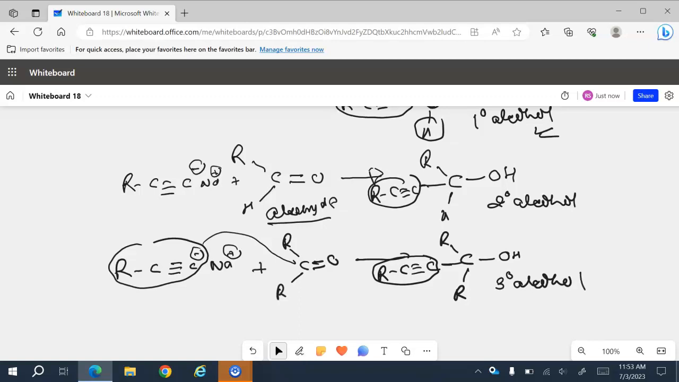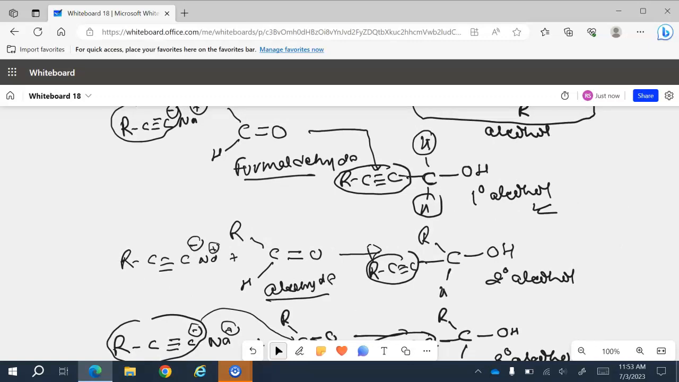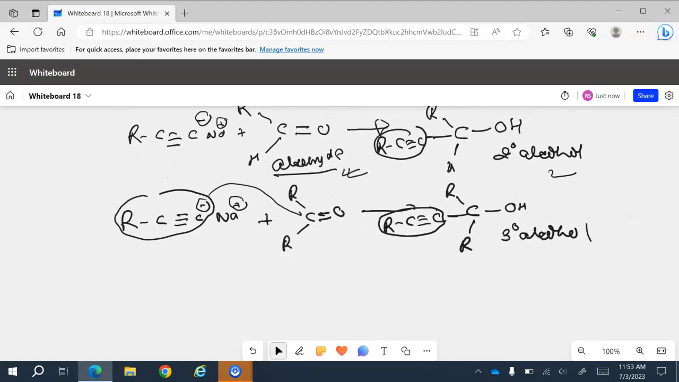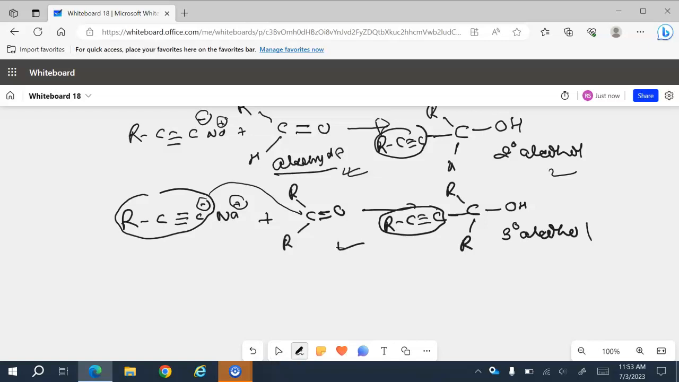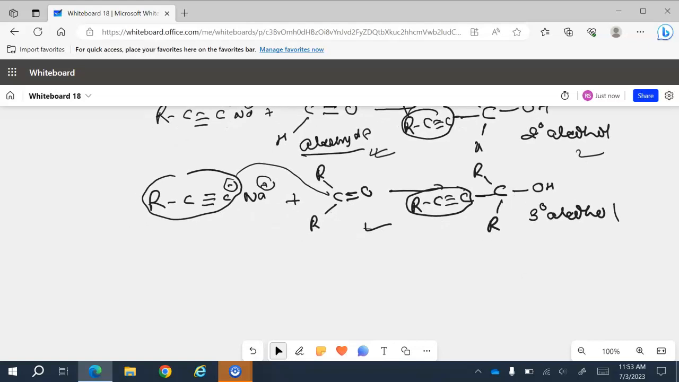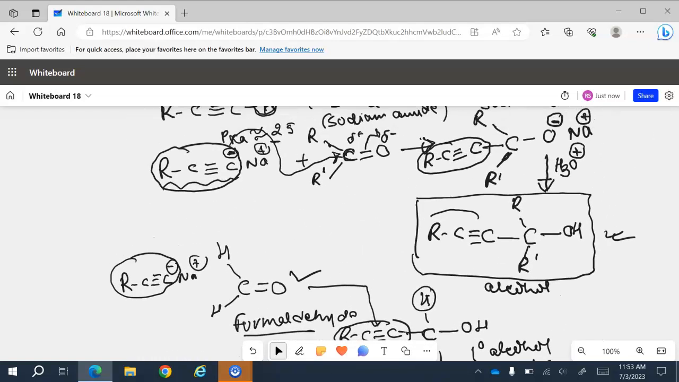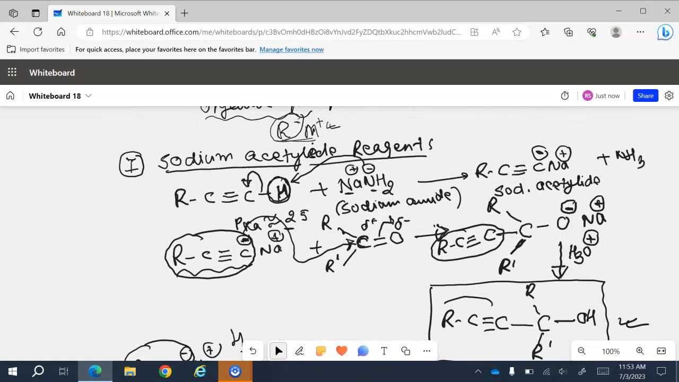So the sodium acetylide, if it reacts with formaldehyde, will generate primary alcohol. If it reacts with other aldehyde, it will generate secondary alcohol. And if it is reacted with a ketone, that will generate tertiary alcohol. So that is how we produce the alcohol by using sodium acetylide as the reagent. Okay, so this is what we use, sodium acetylide reagent.